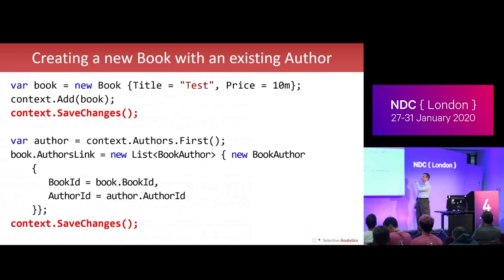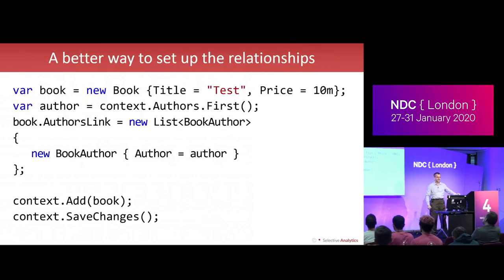So if you can't do it that way, how can you do it? Well, these navigational properties. Here is another version, and you may not realize, but here we're doing something to the author link. That's a navigational property. When it goes and looks at it, it says, oh, that's changed. Right, it's a new book author. That's not in the database. Oh, I better add that too. And then in the book author, I just set the author. This is the navigational property with the author that I've loaded. And then I can call SaveChanges just once.